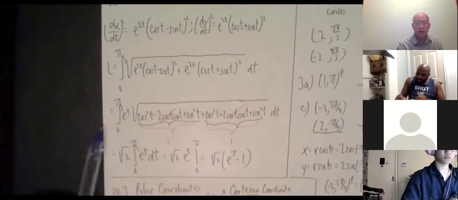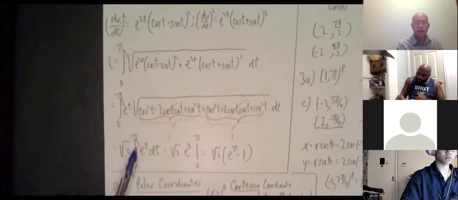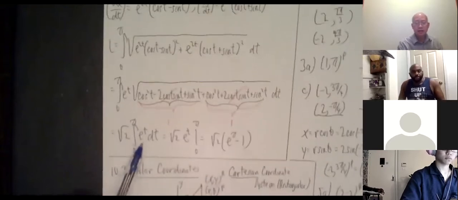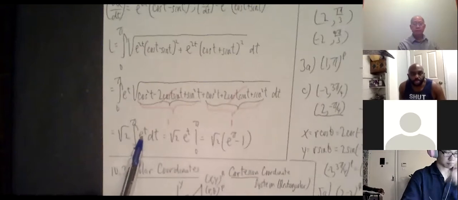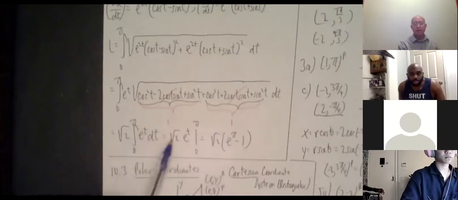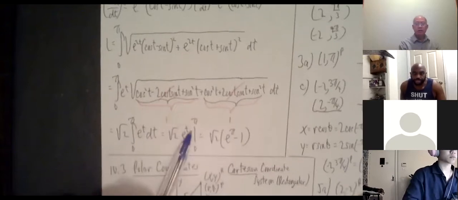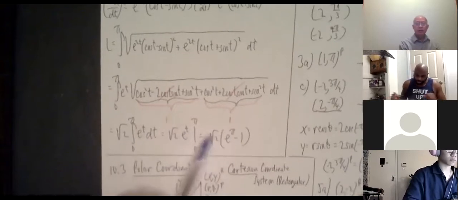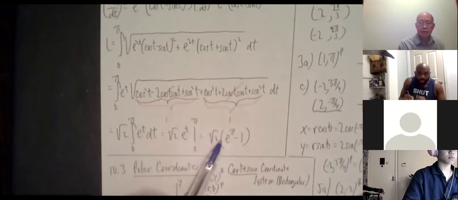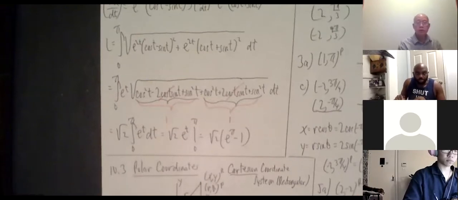That's a constant, so that comes outside. So I have square root of 2, integral from 0 to pi of e to the t dt. And now that's very easy. So the integral of e to the t is itself, e to the t, so radical 2, e to the t. Okay, plug in pi, e to the pi, plug in 0, you get 1. So the arc length is radical 2 times e to the pi minus 1. All right, so that's it for that.